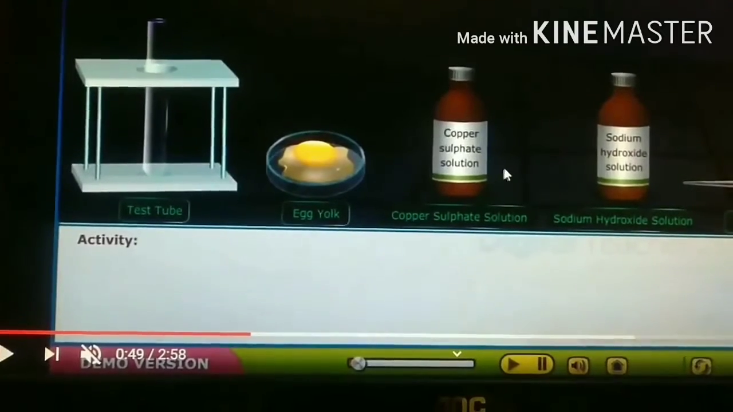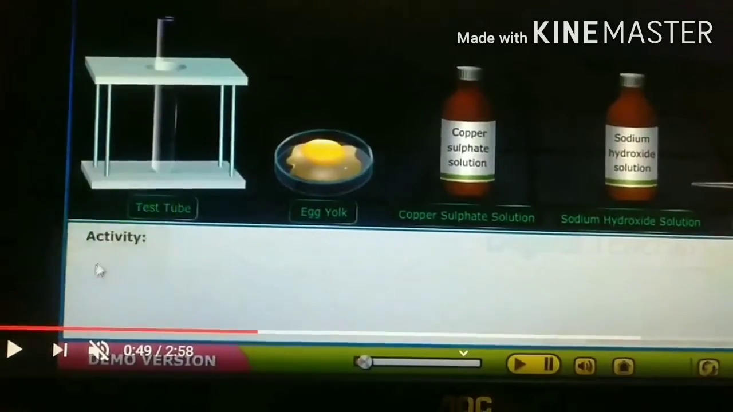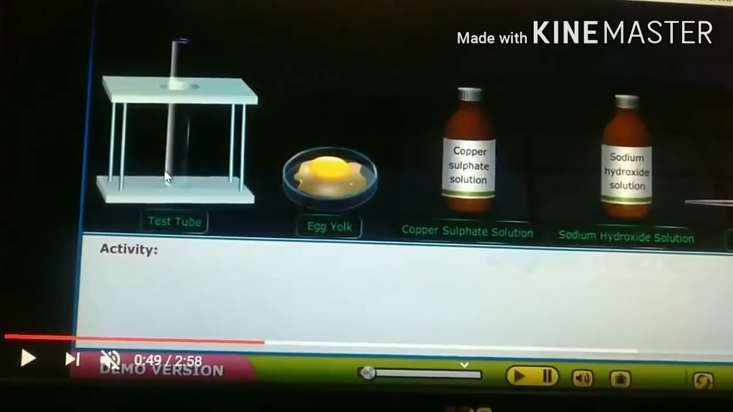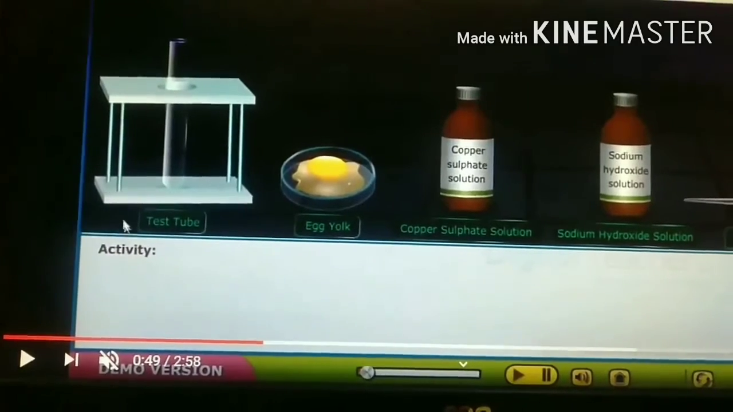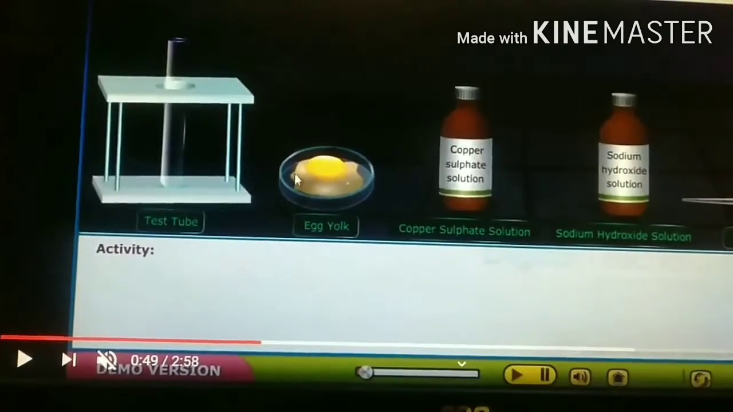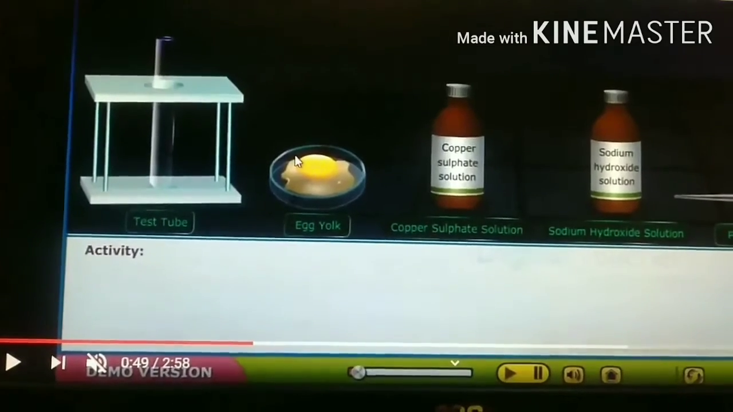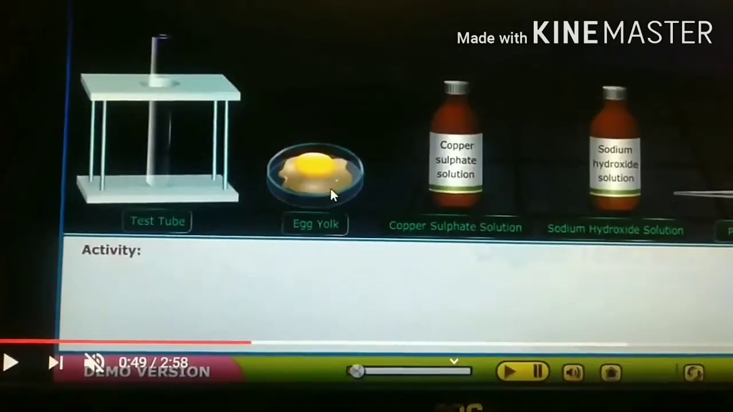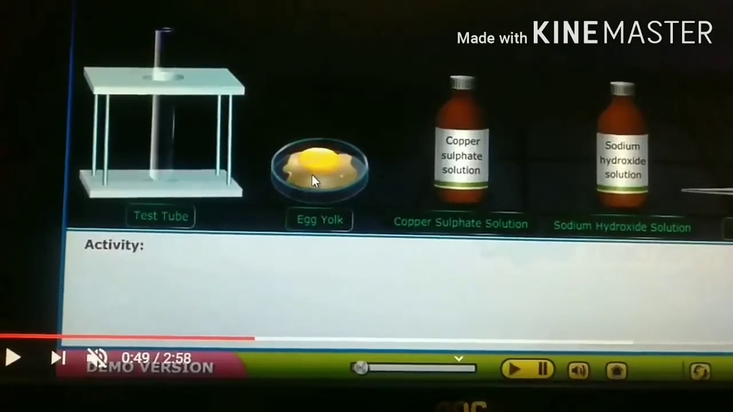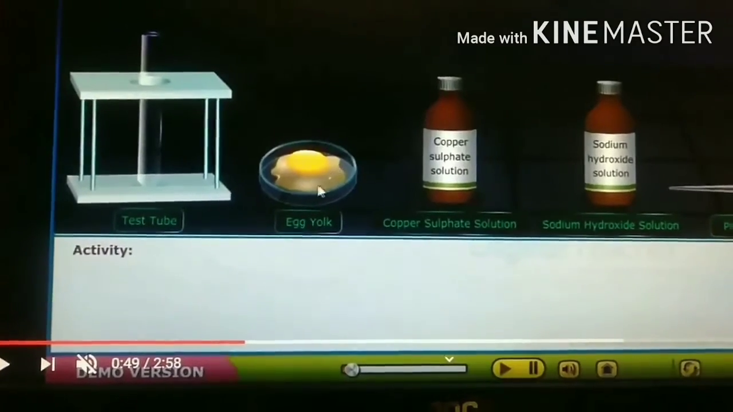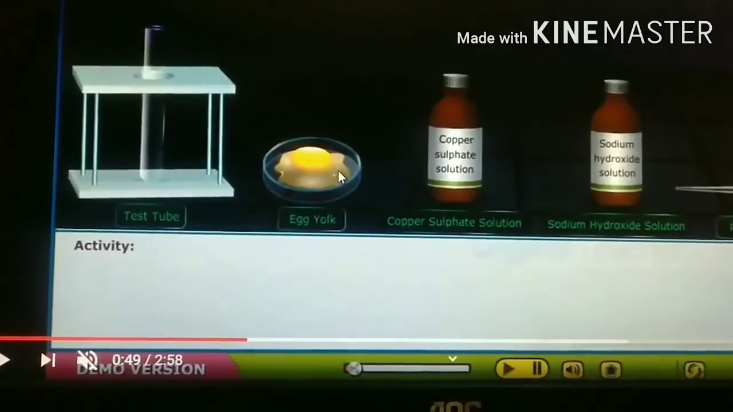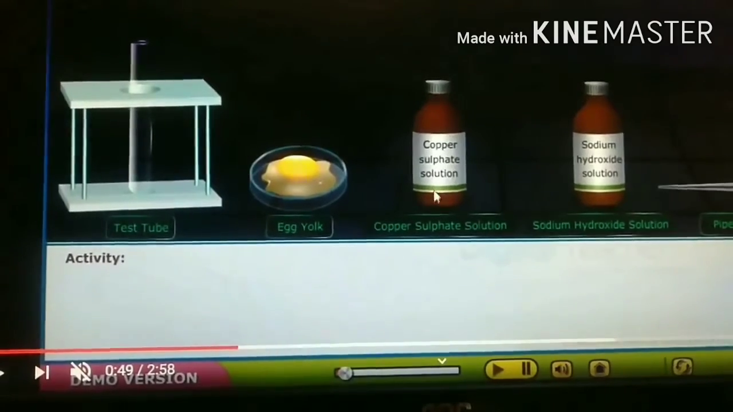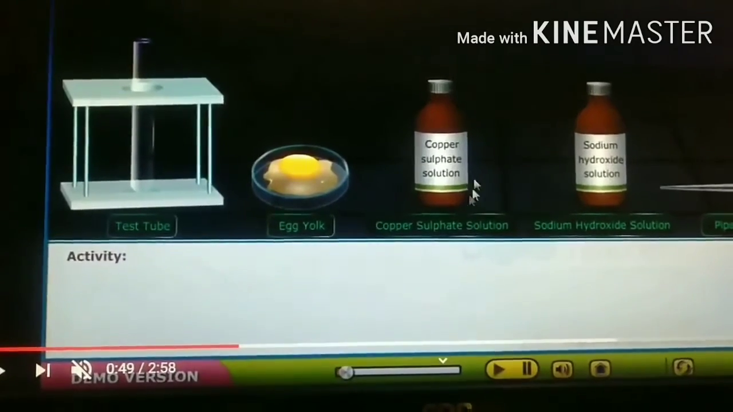So now let us see how we have to carry out the experiment. To start the experiment, we need a test tube and a stand to place the test tube, and here the food sample is taken. This food sample is egg. We are testing for the presence of proteins because egg is an important source of proteins. In egg there are so many proteins present, so that is why we are taking egg. This is the copper sulfate solution and this is the sodium hydroxide solution.